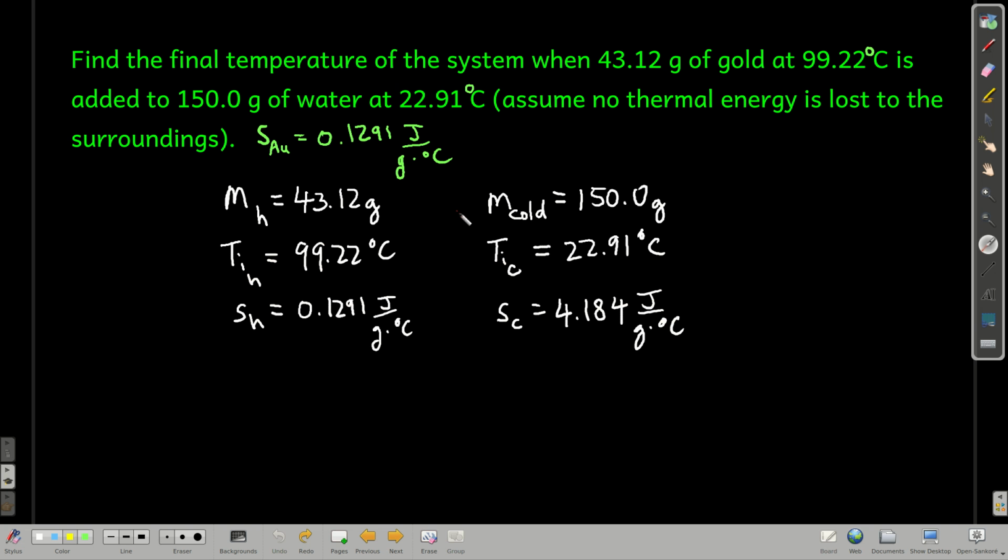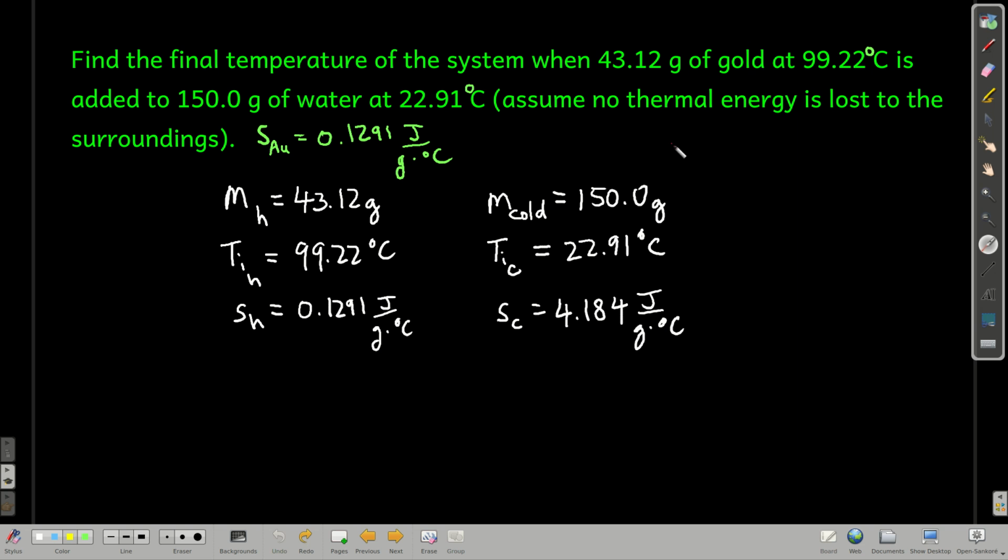So let's do an example. We want to calculate the final temperature of the system when this much gold at that temperature is added to that much water at that temperature. And we're going to assume that we have a perfect insulator. No thermal energy is lost to the surroundings. That's almost never the case, but we're not going to worry about it here.